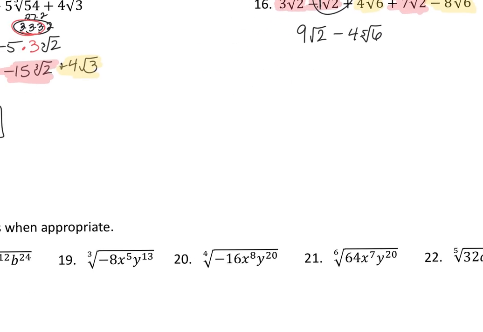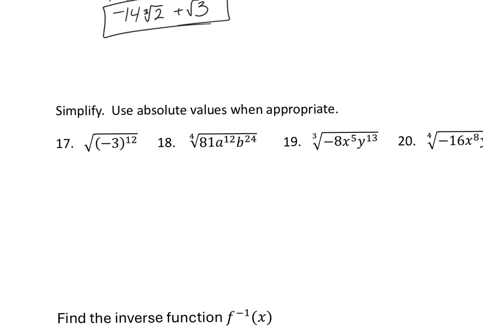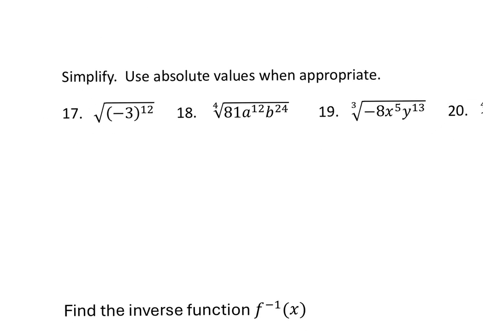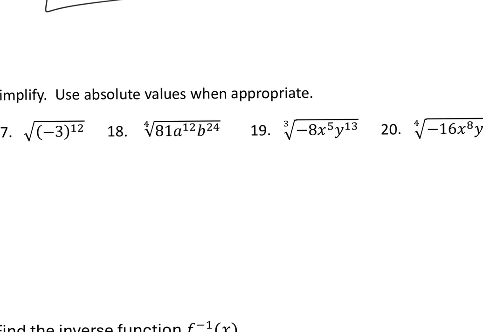Biggest mistake is not adding that one or subtracting that one in because there is a 1 there. All right, now we're going to simplify these radicals using absolute values when appropriate. The rule is when it's an even index with an even power underneath and the answer comes out as an odd power, it needs the absolute value.